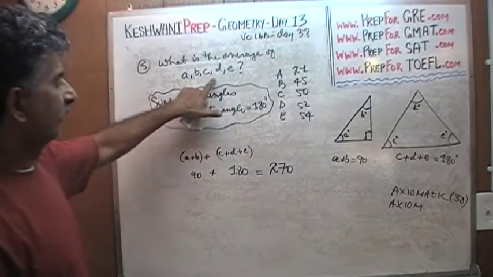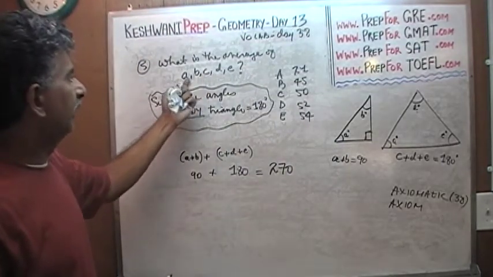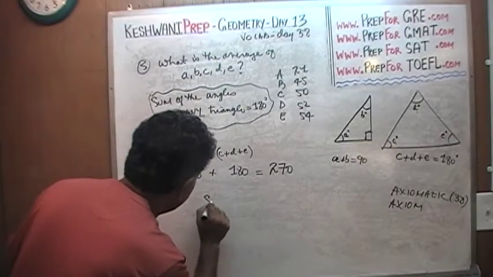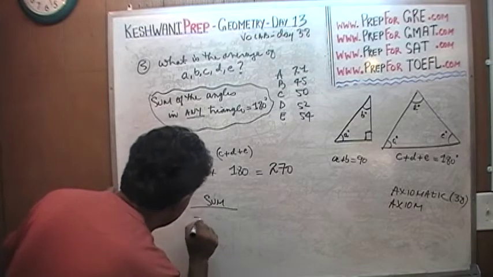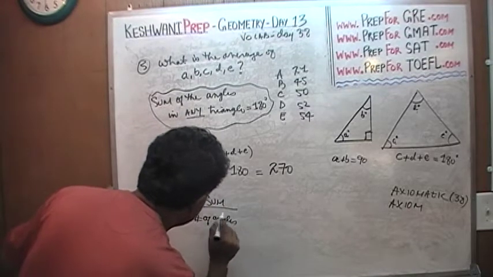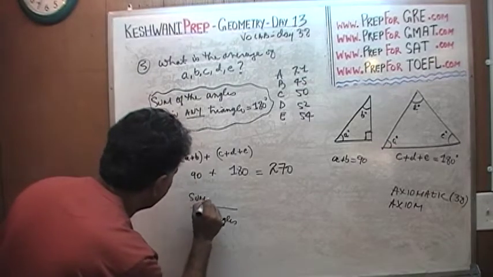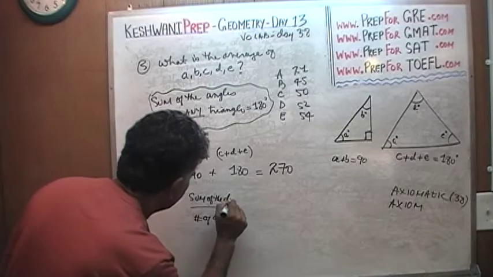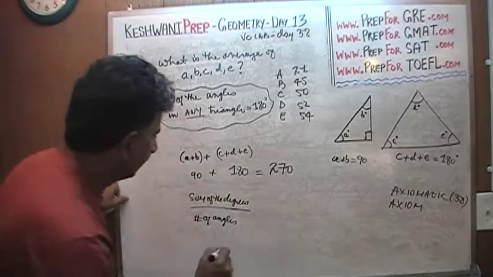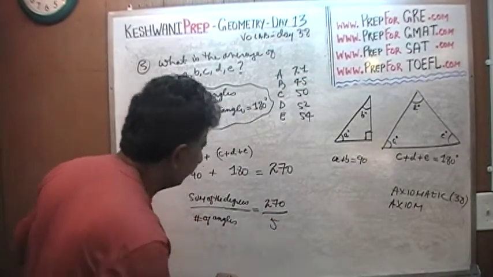And the question is, what is their average? So now we know the sum. How many do we have? We have 5 angles: 1, 2, 3, A, B, C, 4 and 5. 5 angles. So we take the sum, divide by the number of angles. This top part represents the sum of the degrees of the 5 angles, which you can see is 270. We have 5 angles, divided by 5.